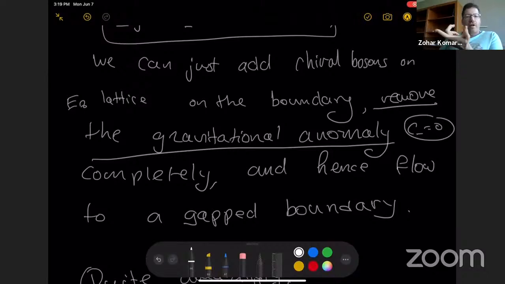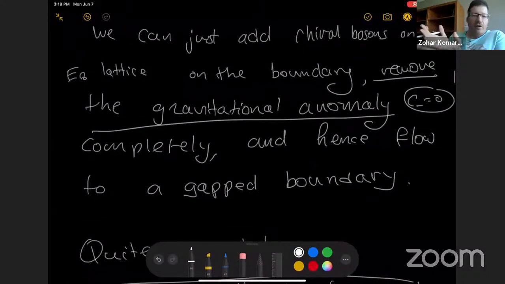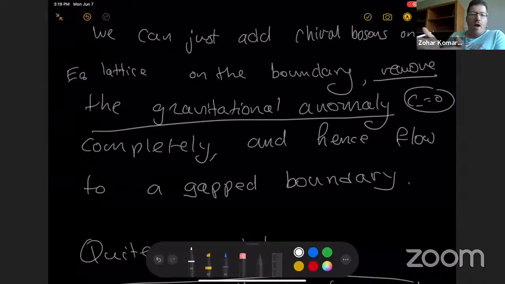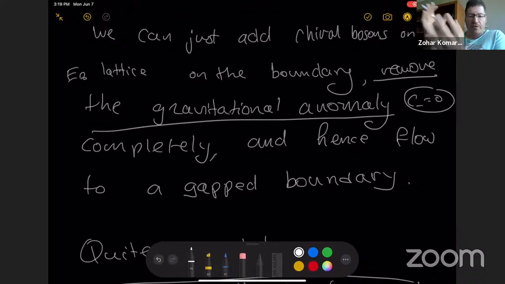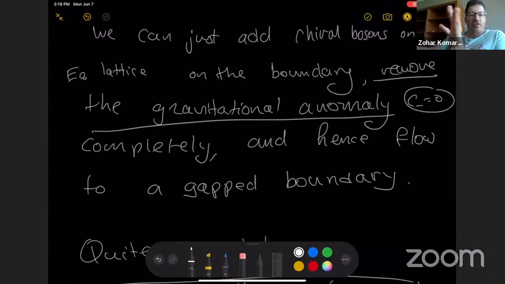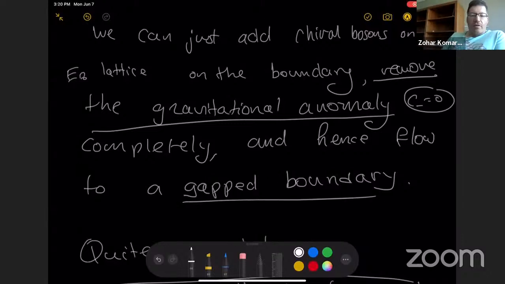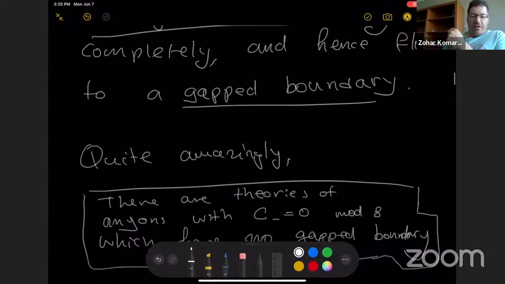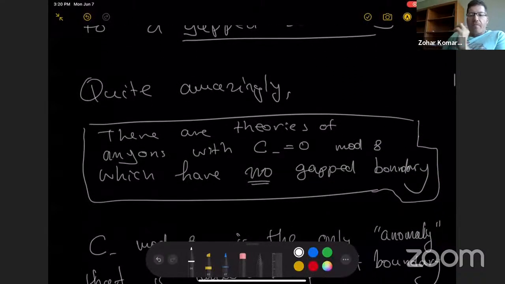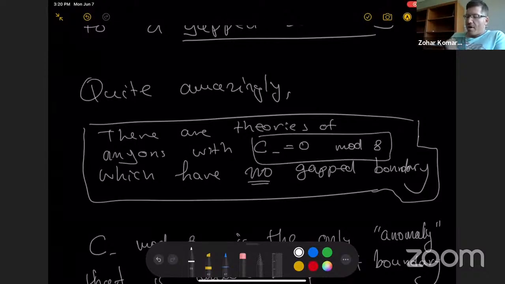And a naive field theorist like me would say, okay, so there is no gravitational anomaly on the boundary. Why would there be gapless modes? You would now maybe be able to write down some couplings among these chiral bosons and whatever you had before, and just drive everything to a trivial phase. Okay, so the surprise in this field is that this is not true. There are many theories of anyons which have vanishing chiral central charge mod 8, but they do not admit a gapped boundary whatsoever.